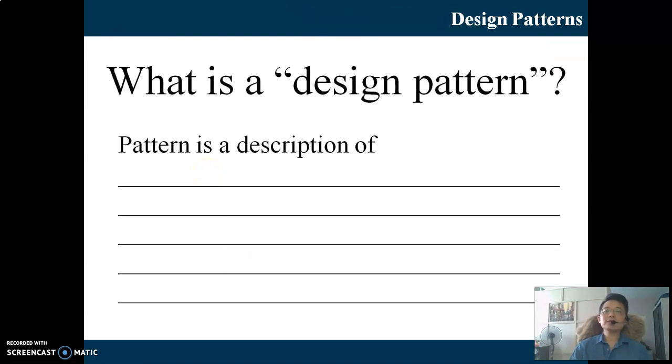So what is a design pattern? Let me give you some keywords. Reusable, solution, recurring problems, based on industrial experts' experience. I hope you can form the answer from the keywords that I have given to you.